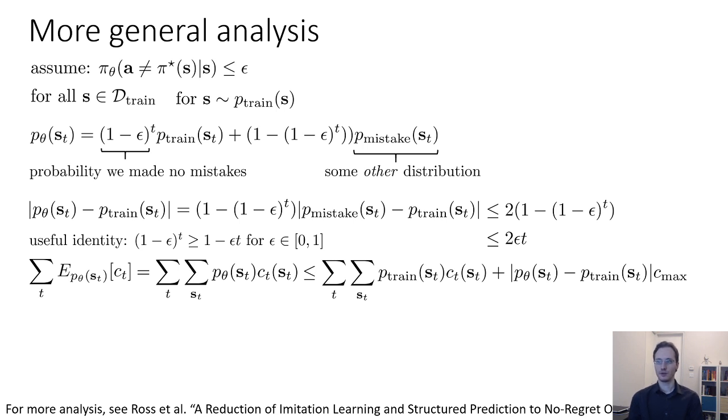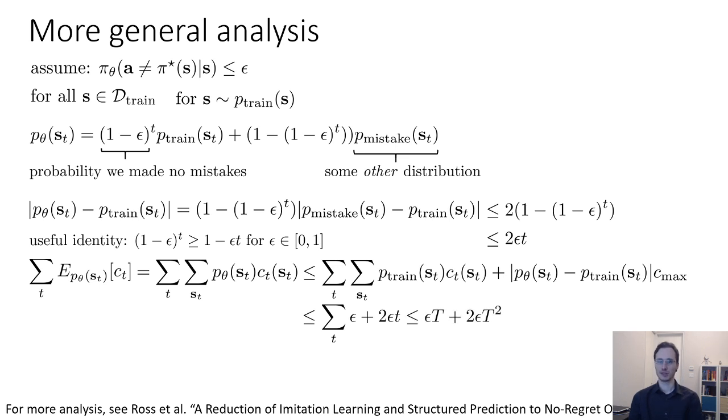Now, the first part, p_train times c, we know what that is because the expected value under p_train of the cost is bounded by epsilon. That's our assumption. The second term, well, the bound that we have above on the absolute value of p_theta minus p_train is 2 epsilon t, and c_max, the worst case cost, is 1. So then the bound that we can write out for this is epsilon, that comes from the expected value of the cost under p_train, plus 2 epsilon t, which comes from the total variation divergence or absolute value between p_theta and p_train.